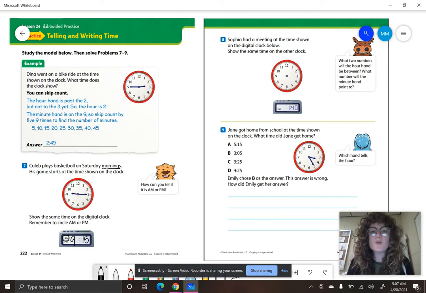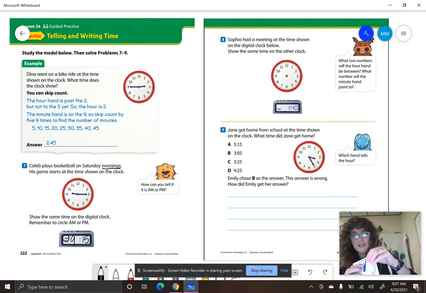So here's what I'm going to do first. I'm going to start by doing the minutes because that's going to give me some information. So I'm going to start at the 12 with my long hand because my long hand is my minute hand, and I'm going to skip count by 5s to 40. Here we go. 5, 10, 15, 20, 25, 30, 35, 40. Okay?